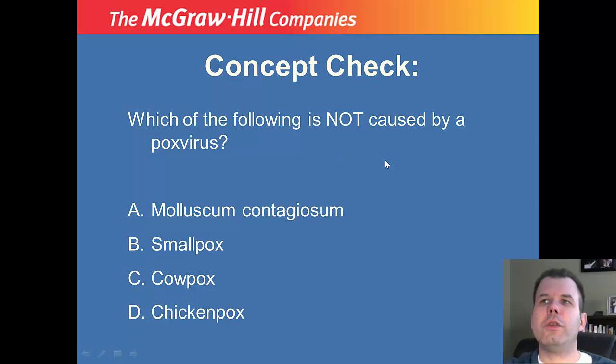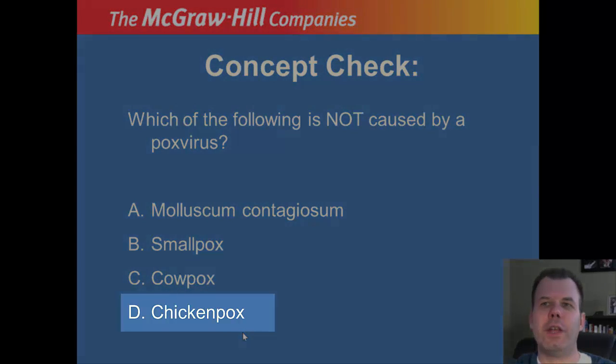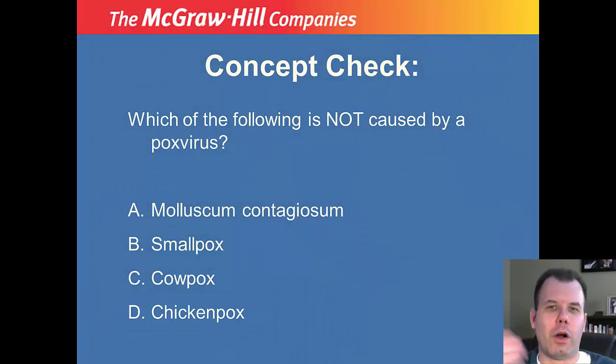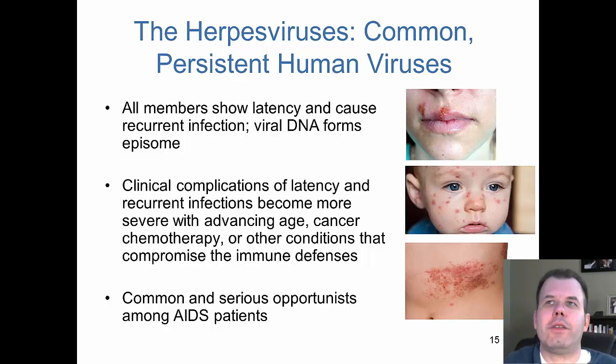Okay, so which of the following is not caused by the pox virus? Is it Molluscum contagiosum, smallpox, cowpox, or chickenpox? Hopefully you've been listening to me pretty carefully here in the last 10 minutes. What do you think it is? You said chickenpox. You are correct. Chickenpox is a herpes virus. The rest of them are in the family of the pox viruses. Okay? All right, so let's move on to the herpes virus.